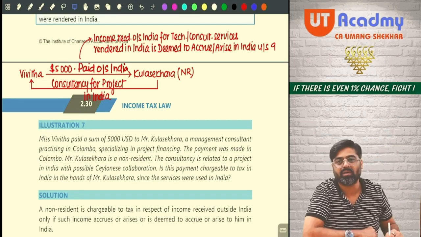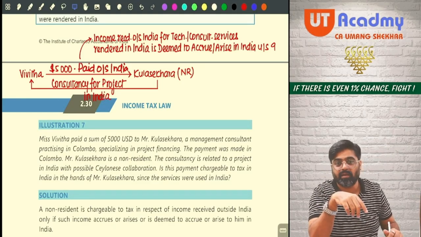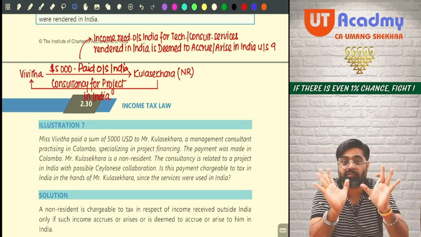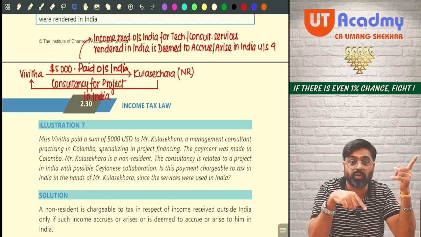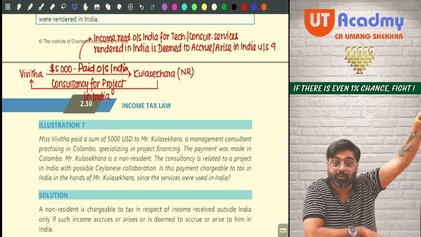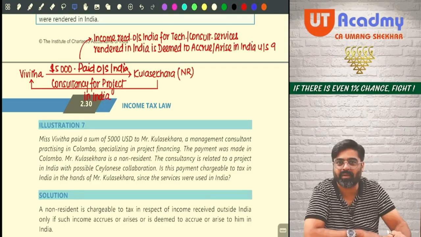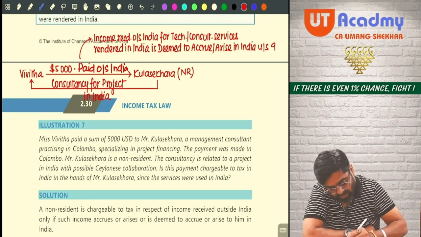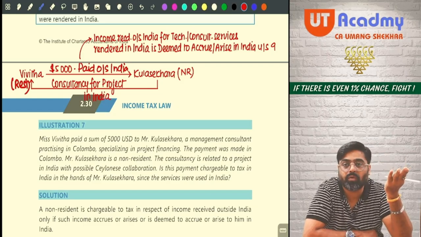But money coming from Vivita would not be deemed to accrue or arise in India if the money given by the resident Vivita to you was for a project outside India. Then it was not deemed to accrue or arise in India. Getting my point? So for Vivita, nothing is mentioned. Then Vivita, we will assume her to be what? Resident.